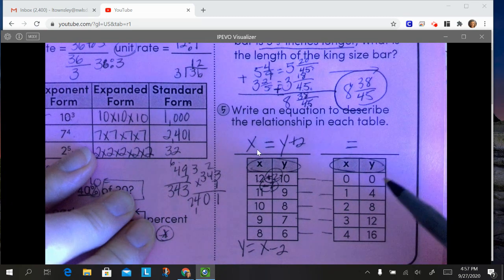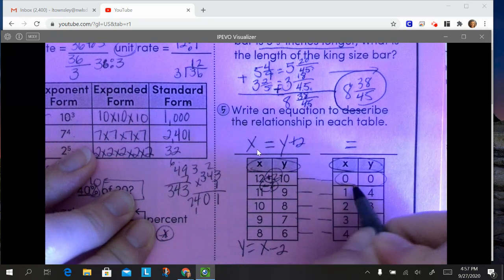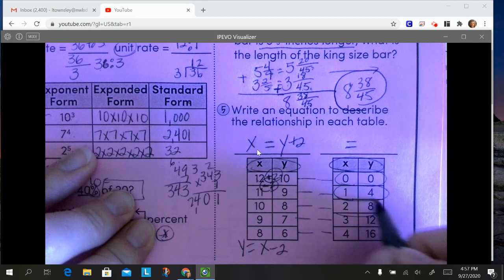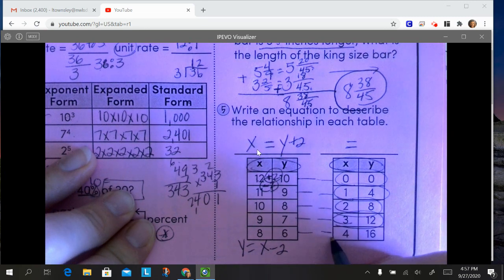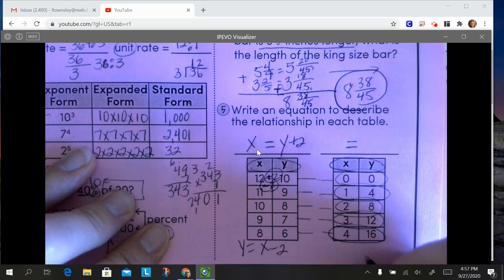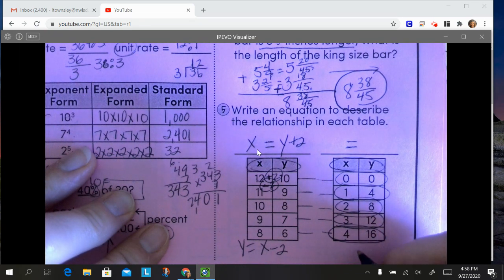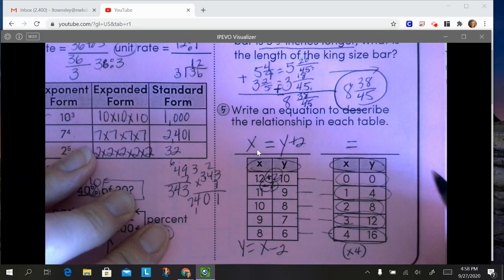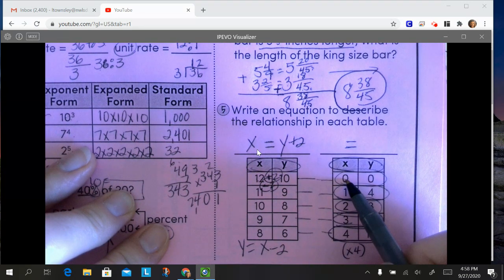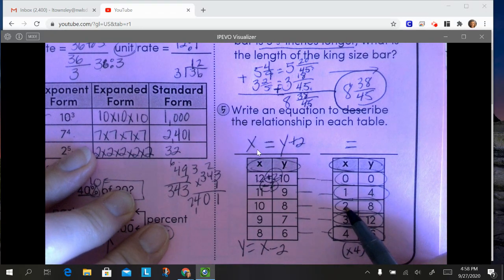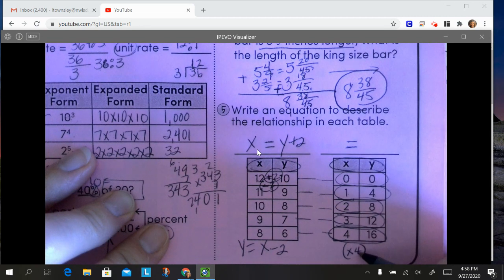Okay? Let's take this relationship. Let's see what this is. So between X and Y, there's nothing there. Between 1 and 4, 2 and 8, 3 and 12, 4 and 16, I can see some patterns here, and I want to just try something with multiplication. Maybe it's times 4. So 0, well, that would work. What about 1 times 4? 2 times 4. So that is the key to the relationship.